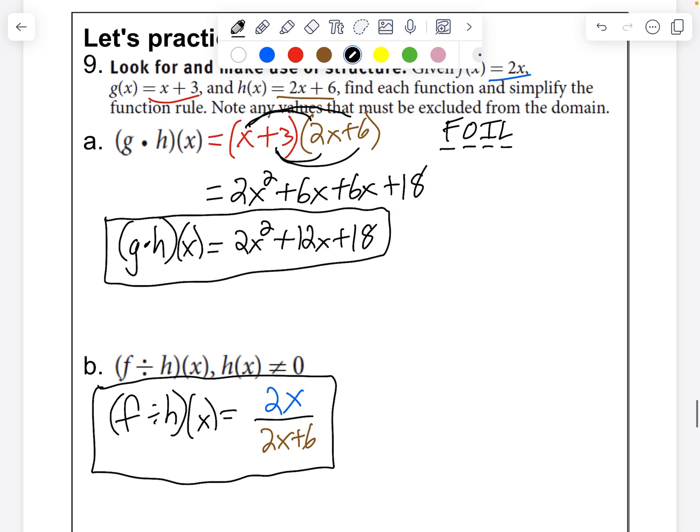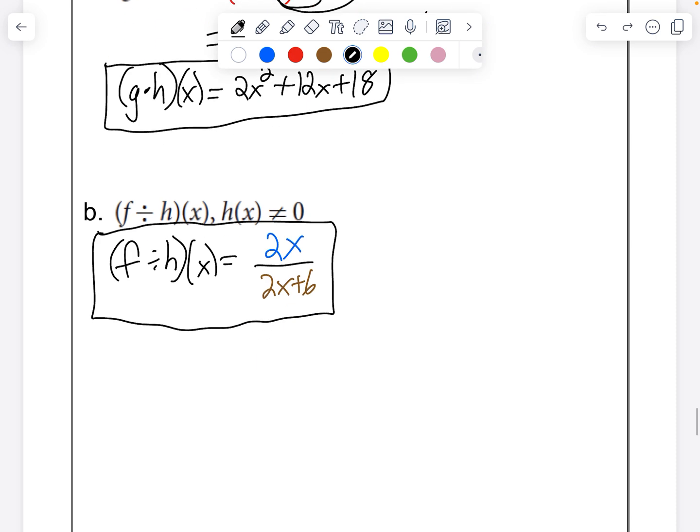So whenever I divide here, and it says it right here, look at the directions, excluded from the domain. Whenever we divide, we have to remember to do this little step. We got to take that denominator, that 2x plus 6, and say, hey, denominator, you cannot be 0. So whatever that denominator is, you set it equal to 0 and solve. The only difference is instead of an equal sign, you're solving with a cannot equal sign.